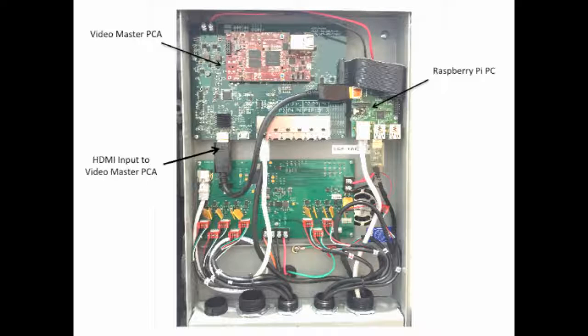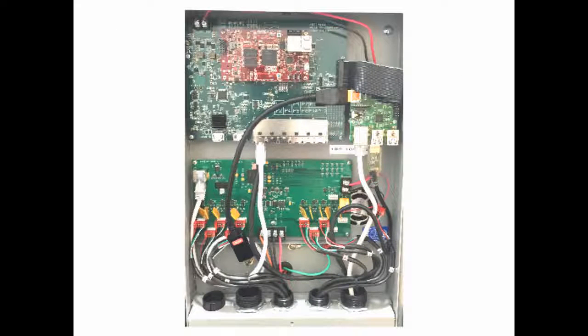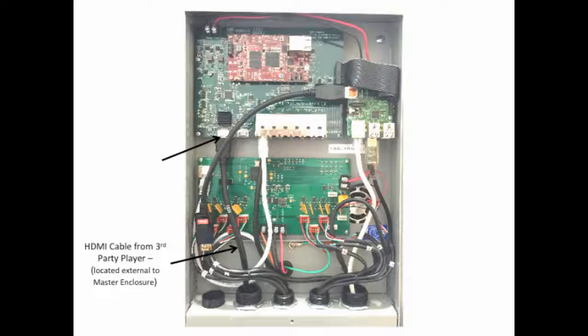Locate the HDMI video connection between the Raspberry Pi and the Master Video Distribution PCA. Disconnect the cable at the Master Video Distribution PCA. Following the instructions provided earlier in this tutorial, remove the connector and weatherproofing insert from the cord grip used with the master to extender cable, and add the HDMI cable to be used with the third-party media player. Connect the cable to the HDMI input port on the Master Video Distribution PCA. Close the master data enclosure.